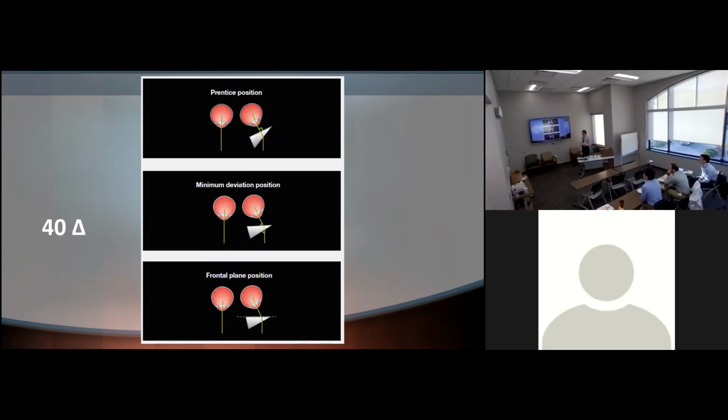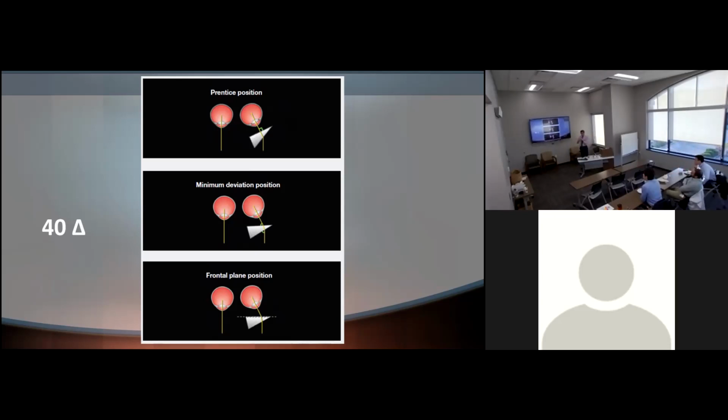This is a very challenging position to try to simulate in real life. So the position that mimics this position is what's called the frontal plane position, by which we hold the back of the prism parallel to the frontal plane of the patient. So when you want to check strabismus, you hold the back of the prism parallel to the frontal plane. So if the eye is out, you keep it in the frontal plane. You don't hold it perpendicular to the eyeball. Okay?